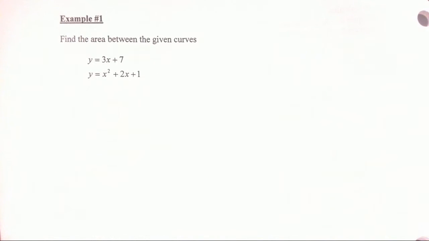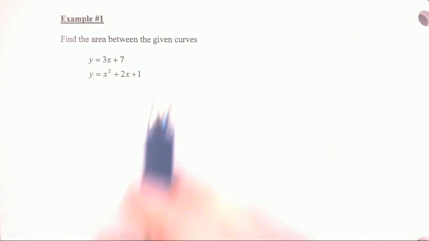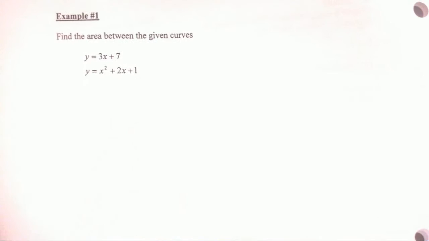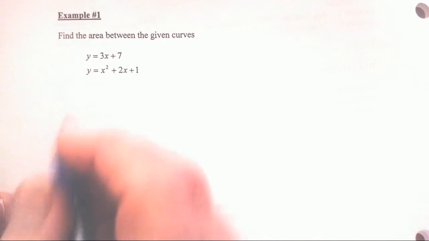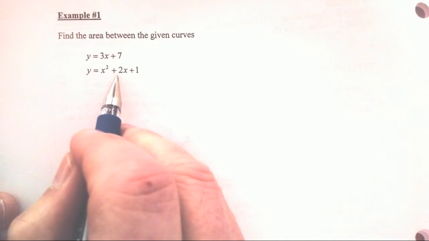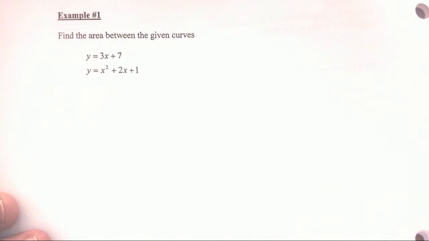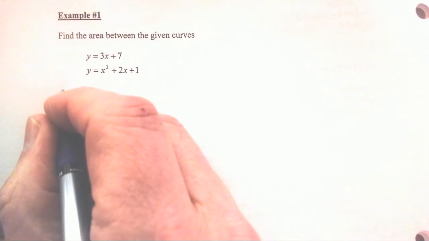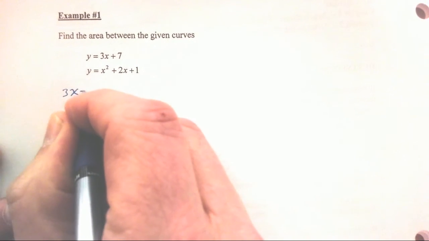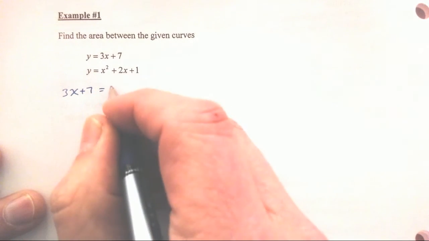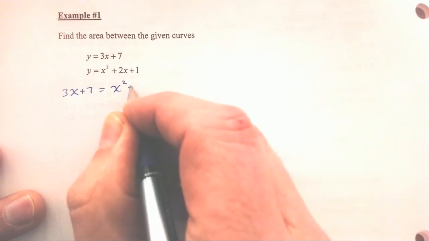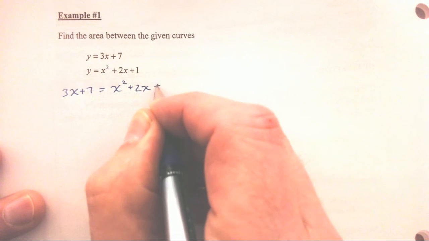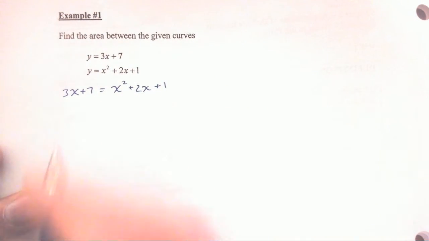Now, they either need to give us an interval, or they should say something about the area enclosed between two curves. This is just a little abbreviation here. We could go straight to graph on this, but I'm going to go straight to finding where these intersect, because that's what we're looking for, the area between the curves where they intersect. So they intersect when 3x plus 7 is equal to x squared plus 2x plus 1.